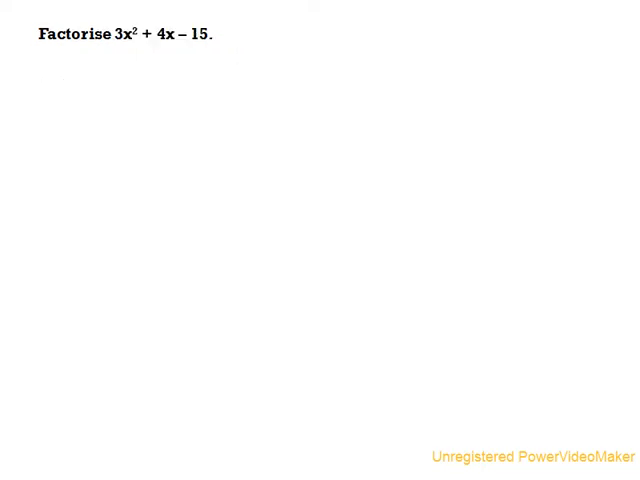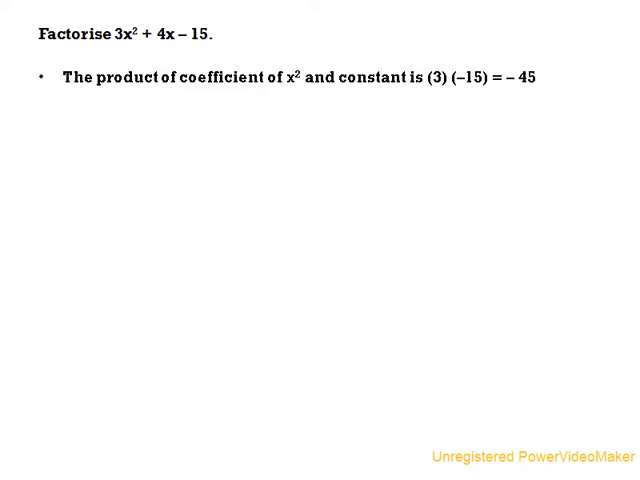So in order to understand the steps properly, we will do some examples, because until and unless we do some questions practically, we will not understand the steps. So first example is 3x square plus 4x minus 15. As you can see, the coefficient of x square is 3 and the constant is minus 15. The first step tells us to find the product of the two. Product of 3 into minus 15 is minus 45.